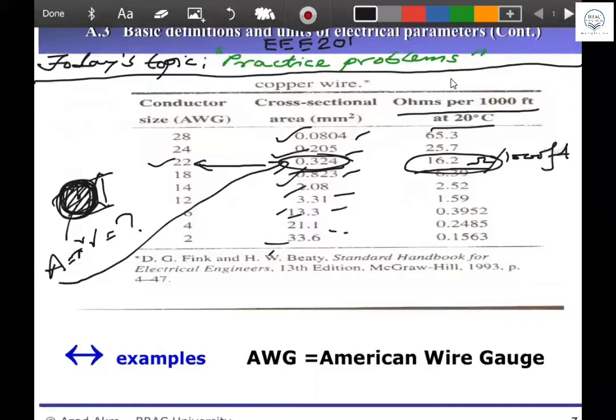Now we are going to solve our first problem today based on this AWG, and we are going to use this table in order to solve the problem.